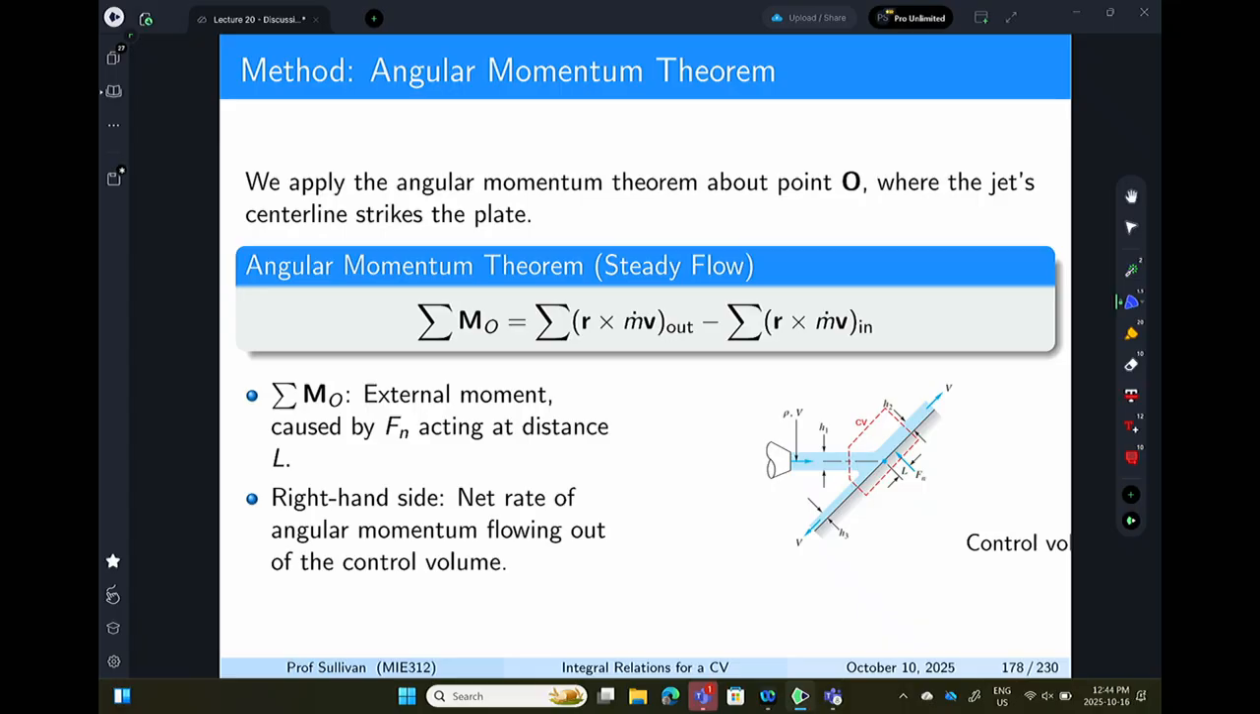Sorry. So I have some moments which are going to be, again, R cross MV out, R cross MV in. R cross MV out is positive, R cross MV in is negative. The total external moment, the one that is acting to allow me to calculate the center of pressure, is going to be the sum of moments. The right-hand side is the net rate of angular momentum flowing out of the control volume.